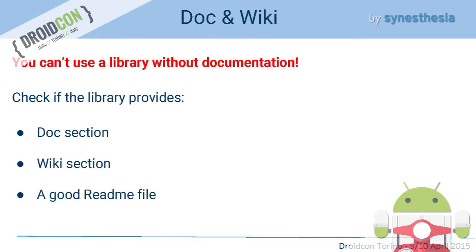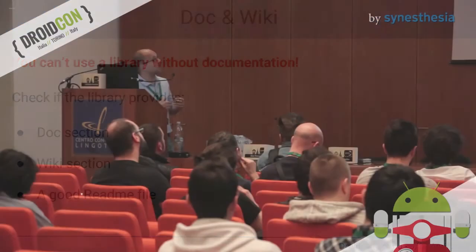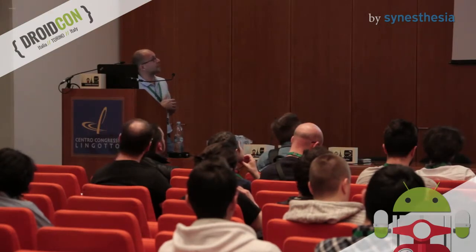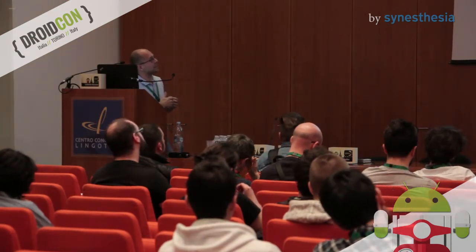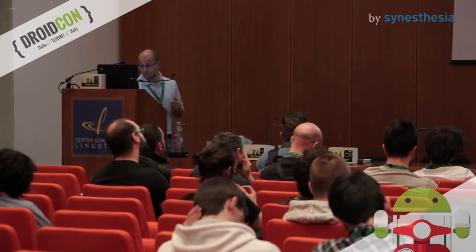How can I use the library? What does it mean? You can use the best libraries in the world, but if this library is not well documented, you can't use it. You will not be able to use it in a good way. So check if the library provides a doc section, a wiki section, or for little libraries, maybe you can find a good README where you can find a lot of info about the use, or examples, or code from which you can understand all the features that the library supports.